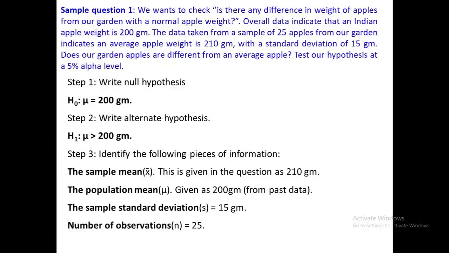In step number 4, we have to insert these values in the T-score formula. As we know, T stands for X bar minus mu over S over square root of N. Therefore, the T value will be 210 minus 200 divided by 15 over square root of 25. Or we can say that the T value is 3.33 for this question.